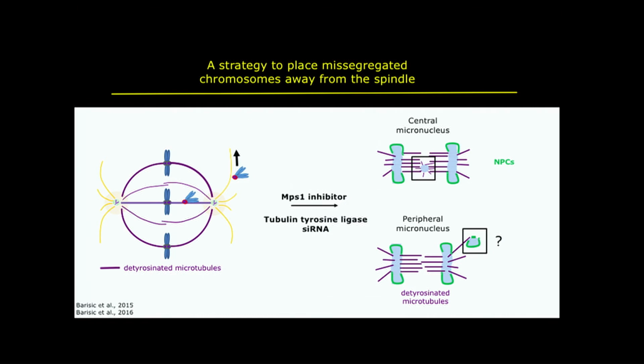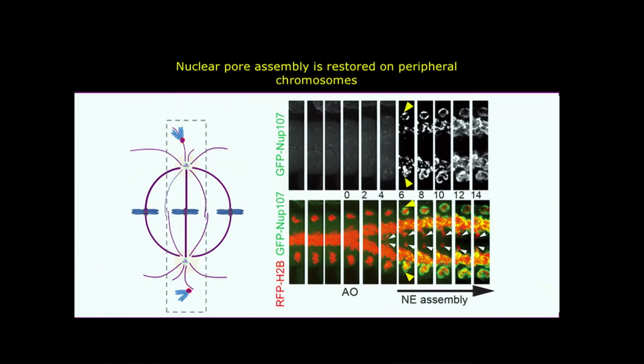If we knock down an enzyme that then homogenizes this so that everybody has the detyrosinated microtubules, the motors get confused, and about half the time they'll walk the lagging chromosomes into the middle of the spindle, but half the times they'll also walk them out to the periphery of the cell. And in this way, we could get mixed populations of cells that have missegregated chromosomes in the spindle or out in the periphery of the cell.